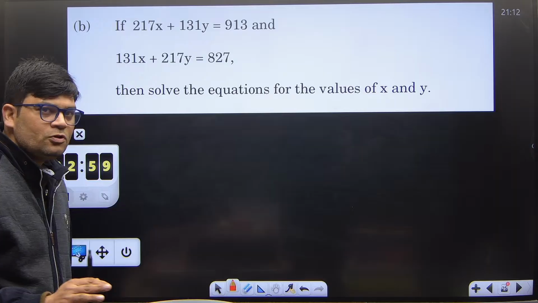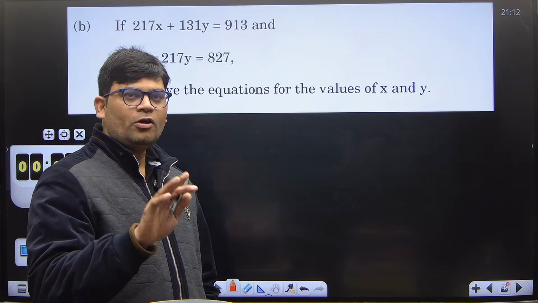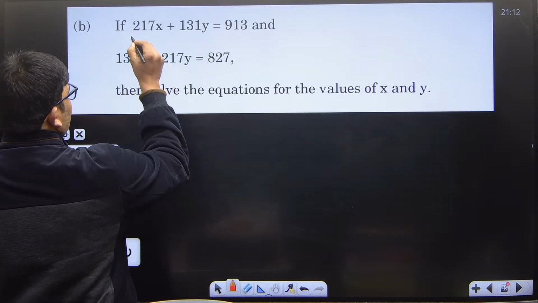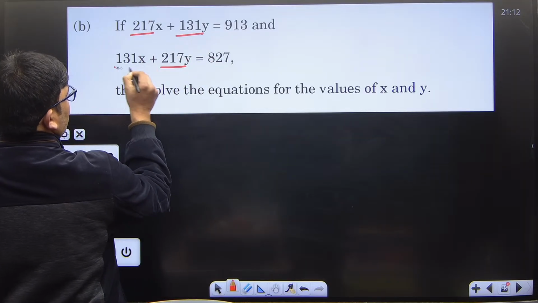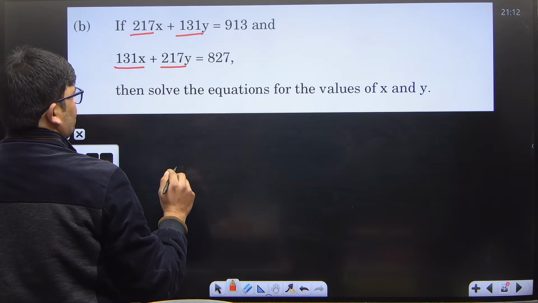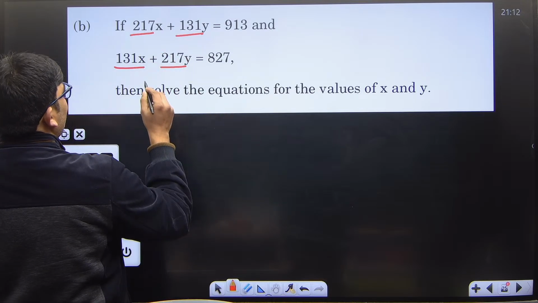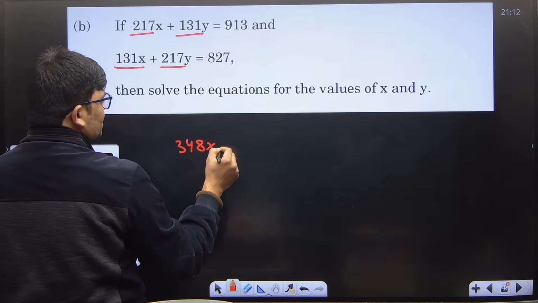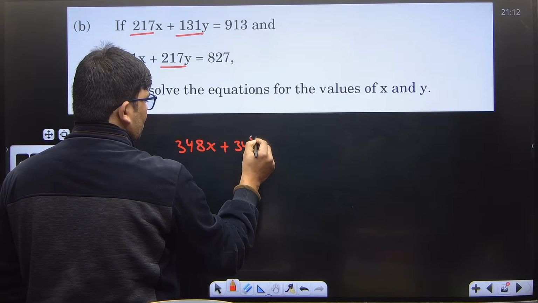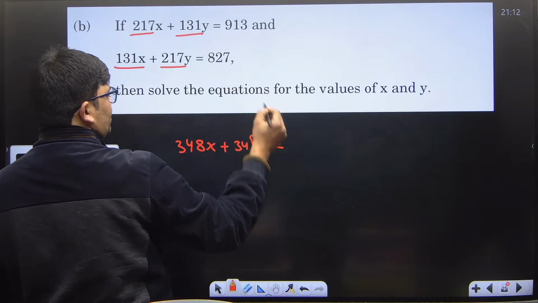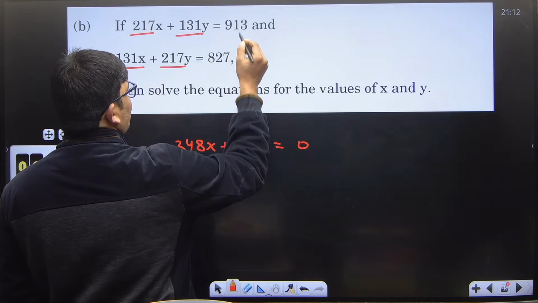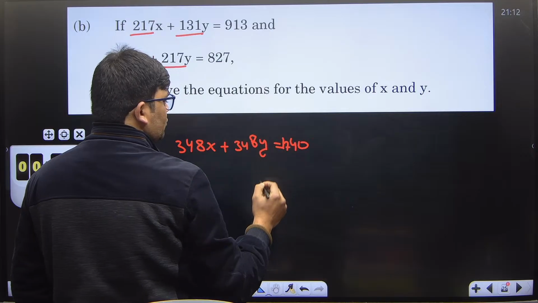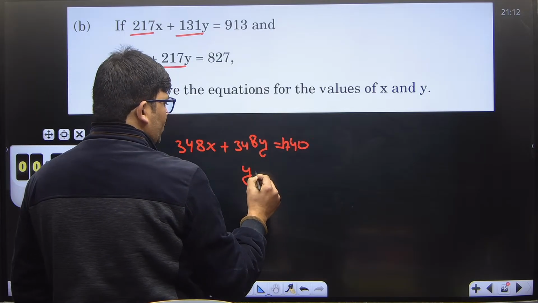So Anjana, there is a trick to solve this question, my dear. Okay, if you are not following that trick, you will fall into trap. So the trick is, if you see that these two numbers are same, then you have to add and subtract the equations. So when you add the equations, you will get 348x plus 348y is equal to 1740.